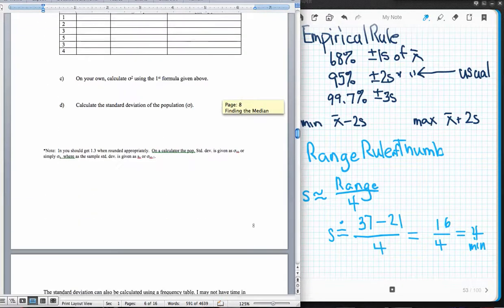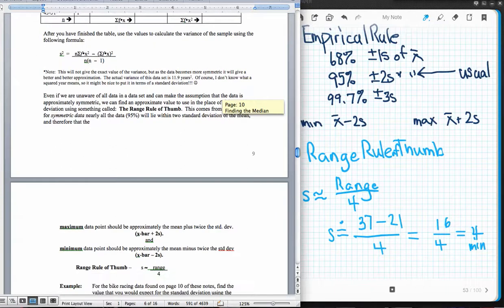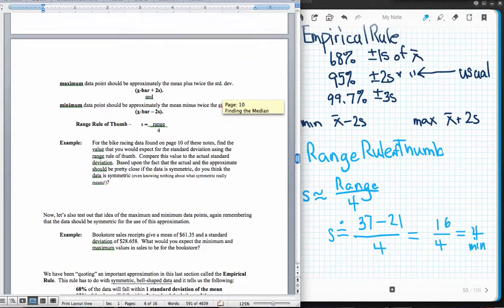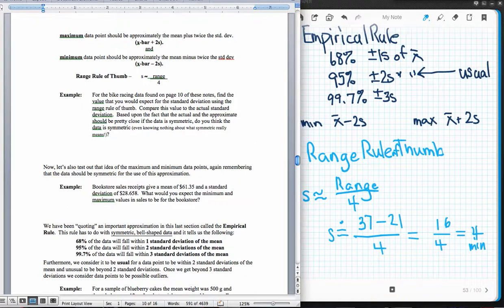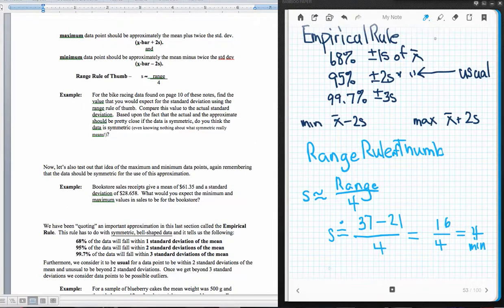Now, one of the things that we didn't look at for the bike racing data is the distribution of the data. Was it skewed? Was it symmetric? What did it look like? So it might also be helpful to take a look at the purse snatcher data. What would S be approximately for the purse snatcher data? We had the 50-year-old minus the 16-year-old, and then divided by 4.